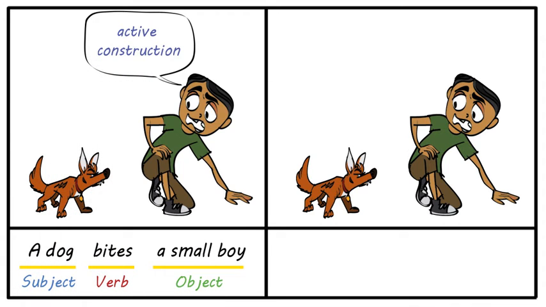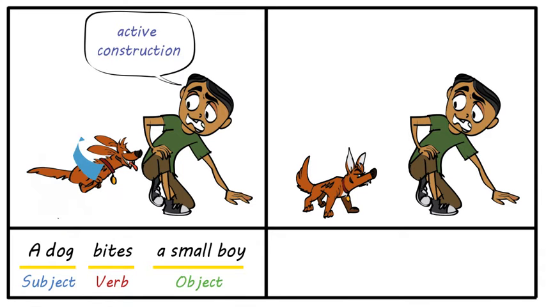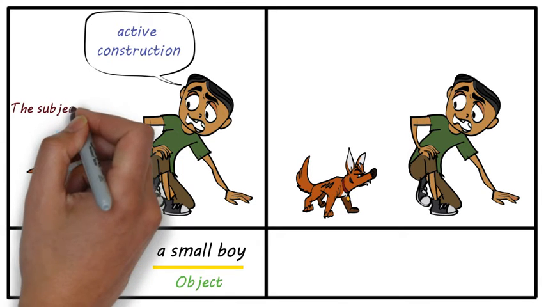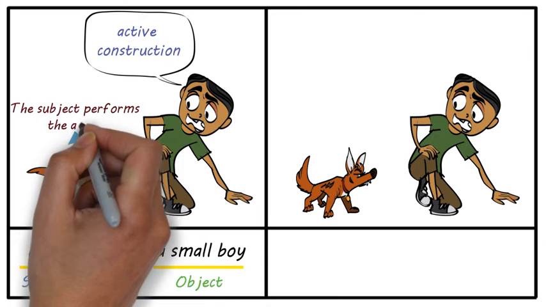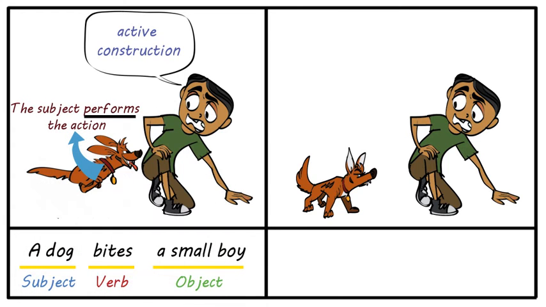When a sentence is written in the active construction, the subject performs the action. The dog is taking an action, doing something, biting. So, a dog is the subject. Otherwise, the small boy cannot be the subject.